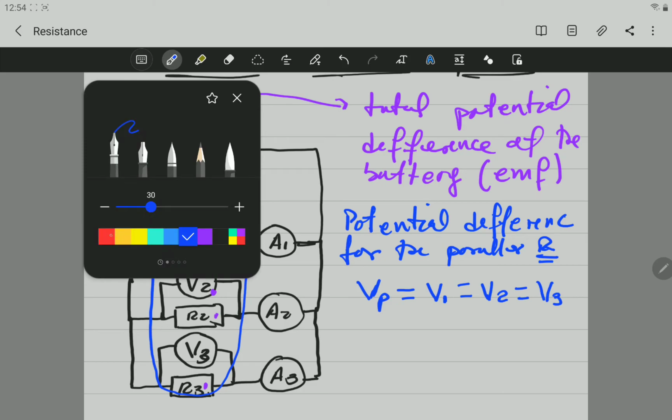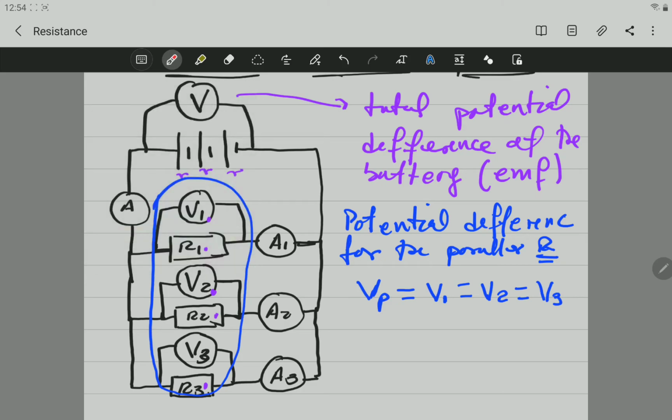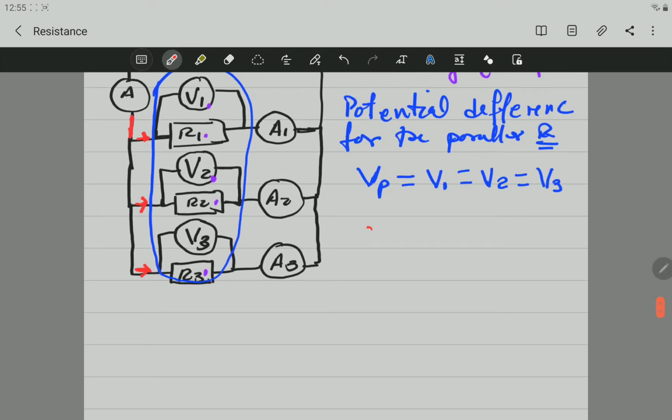Now, what happened to current? Now, current, when the total current of the circuit comes here, is divided in three parts. One there, another part there, and another part there. So it will be divided in three. So it is not going to be the same as the total current. Okay, so the current in the parallel circuit or connection will be divided.